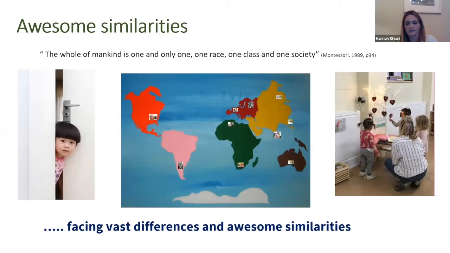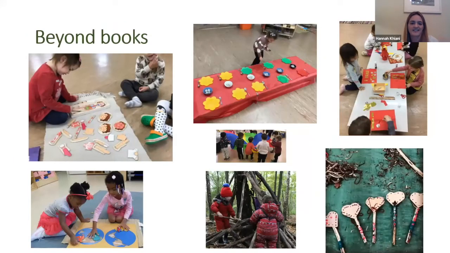For some children, family life might be frightening and chaotic. The early years setting may be the only place where they have routine and love and care. So I think it's important for us to commit to being that place. How amazing it would be that one of the awesome similarities we have is a sense of love and care for each other and for each child that walks through our doors.